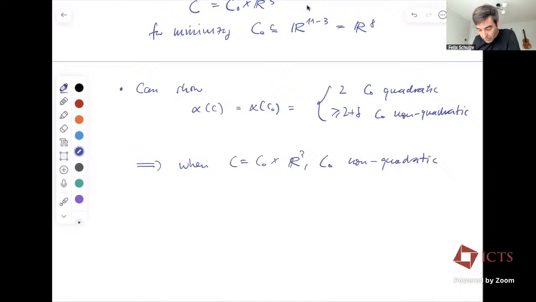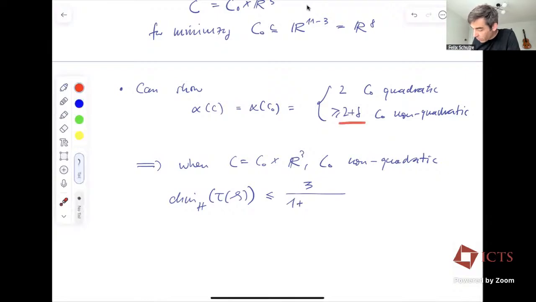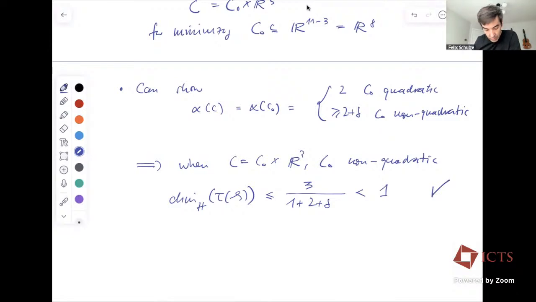Okay, because then what do we have? The Hausdorff dimension of the image, locally, we can estimate it by, okay, the spine dimension now is at most 3. And now we have 1 plus this number here, 1 plus 2 plus delta, which again is less than 1, and we have 1 here. Okay, in that case, this is good.